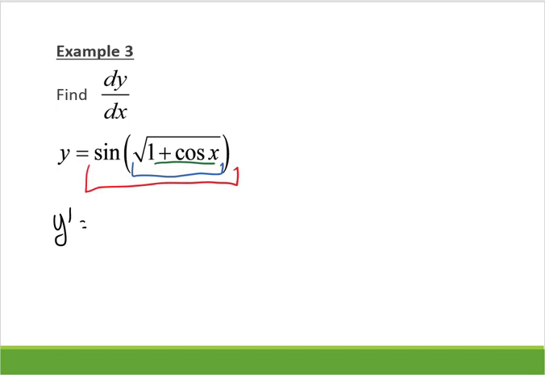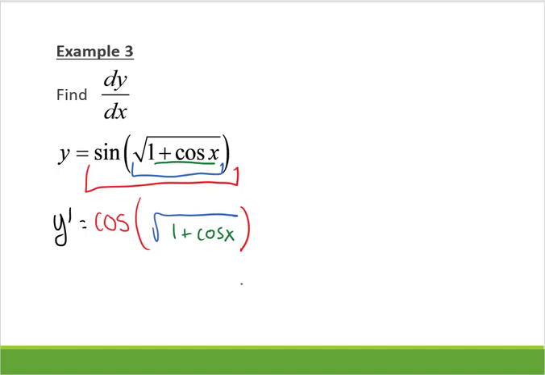So taking my derivative of sine is cosine of the square root of 1 plus cosine x. I'm going to clean this up a little bit so I have a little bit more room to work. So I've taken the derivative of the outside. I've dealt with that function.